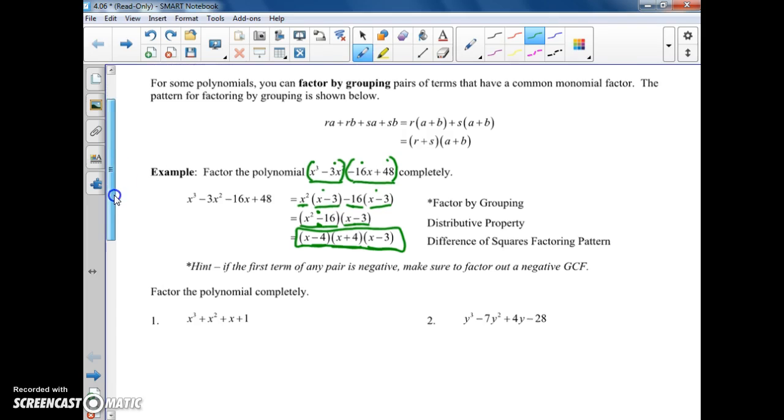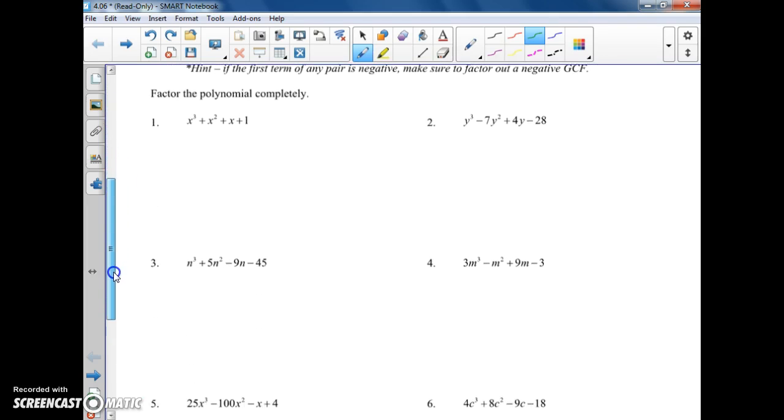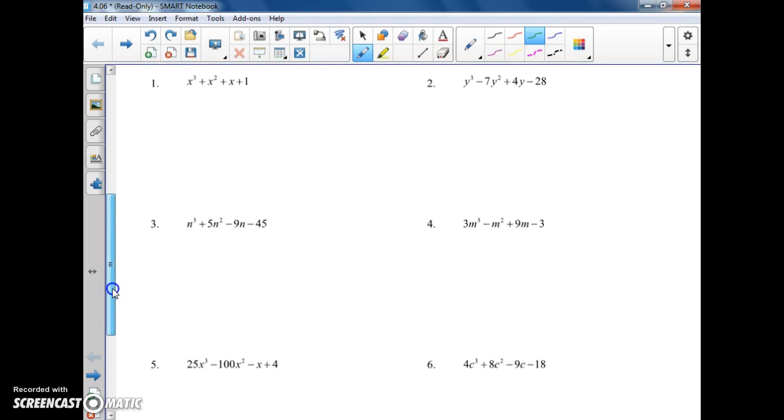All right, so take a look at this now. Here are these 6 problems right here. Okay. So here's what we're going to do. Let's try number 4. All right. So are there 4 terms? Yes. Okay. So since there are 4 terms, we're going to put parentheses around the first two, right? And parentheses around the second two, right?